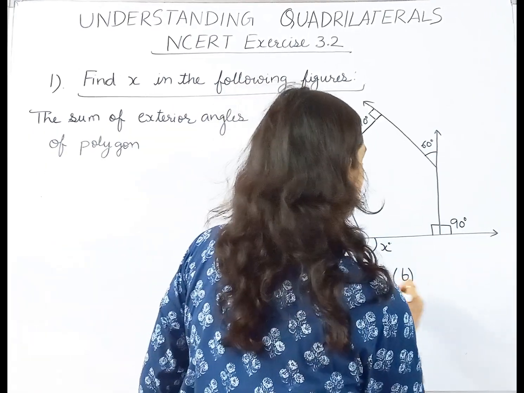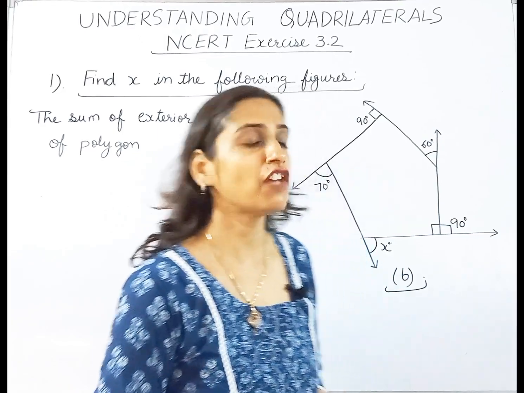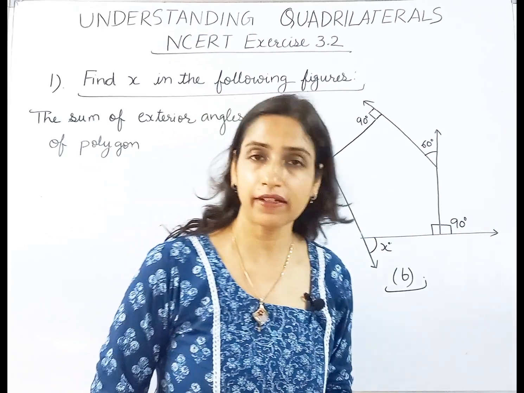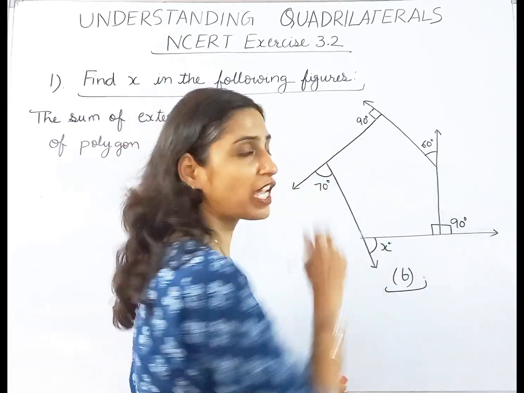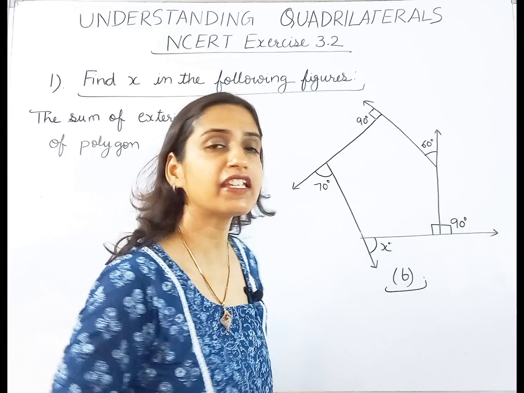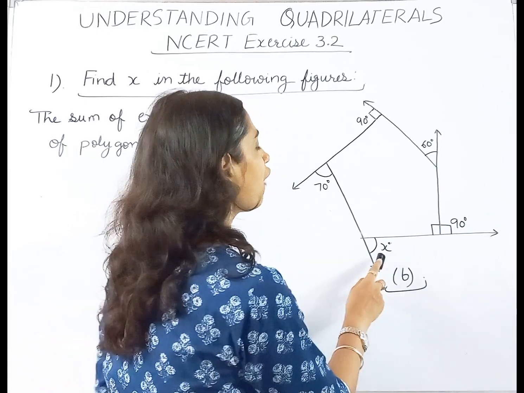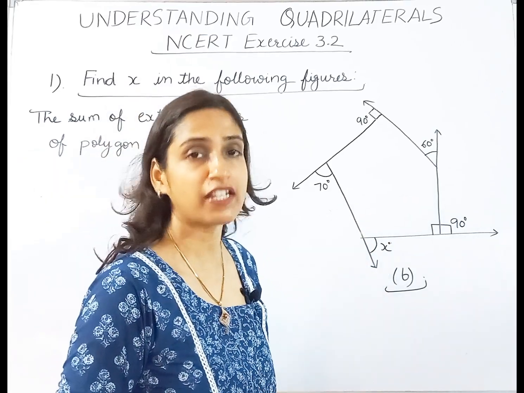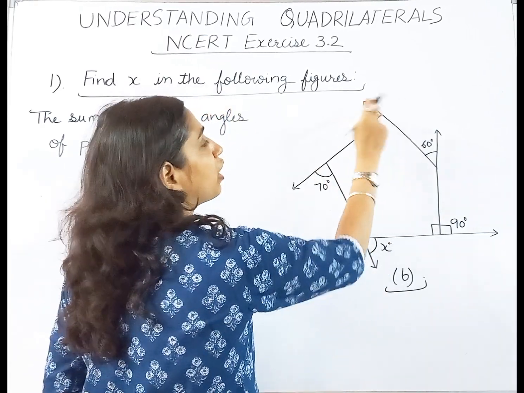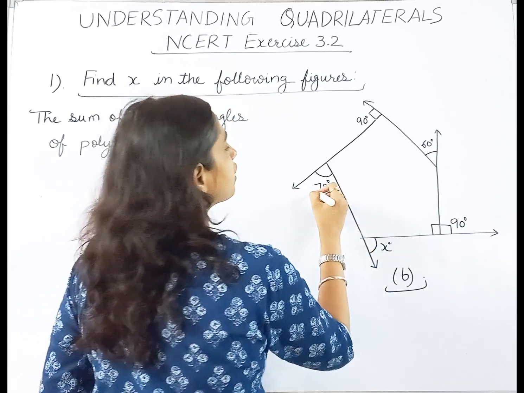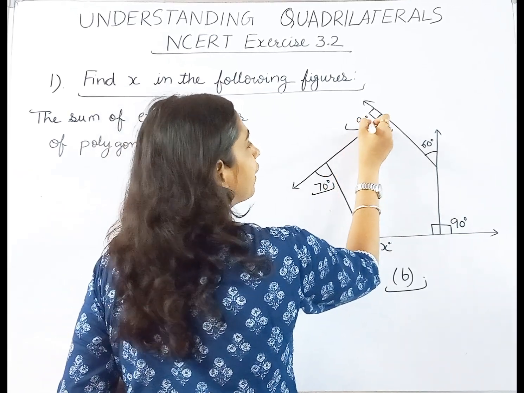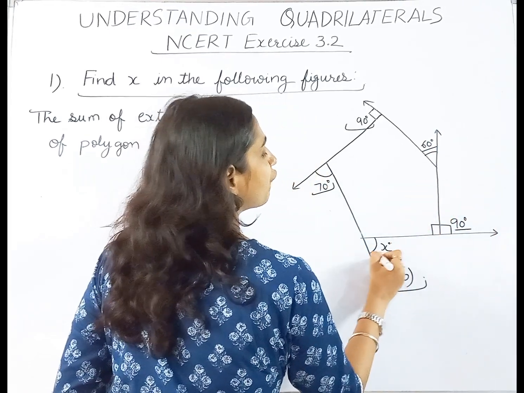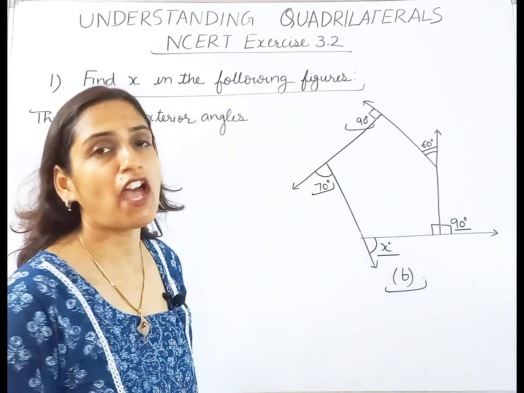This is part B of the first question: find the value of x in the given figure. This figure is a pentagon because it has 5 sides. And x is an exterior angle of this pentagon and we have to find the value of x. In the pentagon there are 5 exterior angles and we are given the value of the other 4 angles. The first is 70, the second angle is 90 degrees, the third angle is 60 degrees, the fourth angle is 90 degrees, and the fifth angle is x.